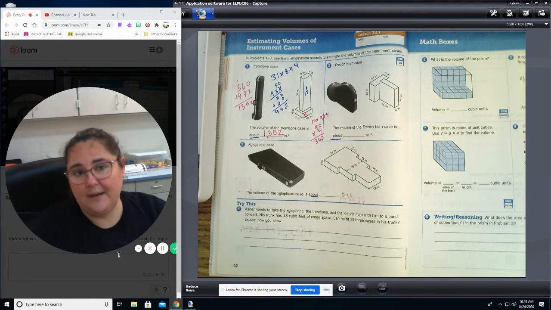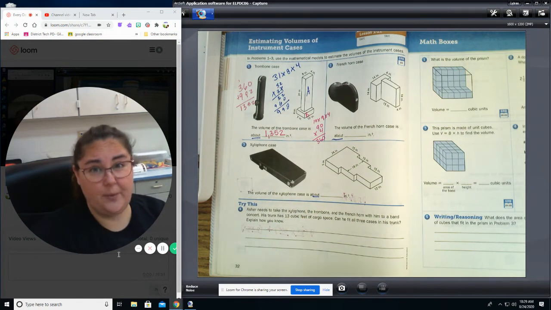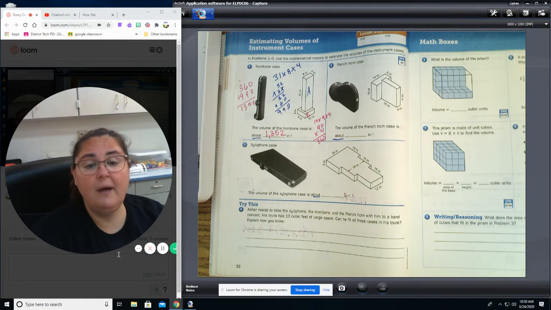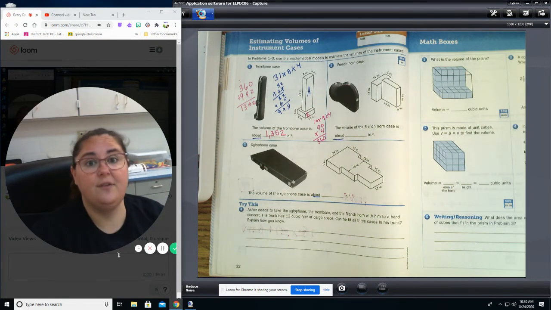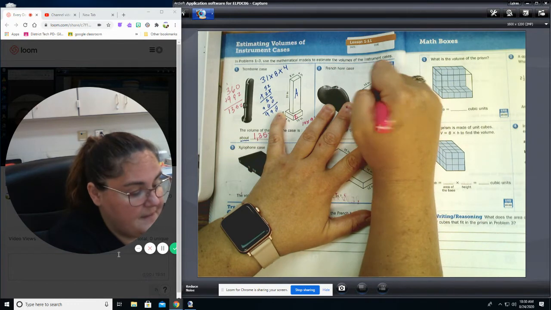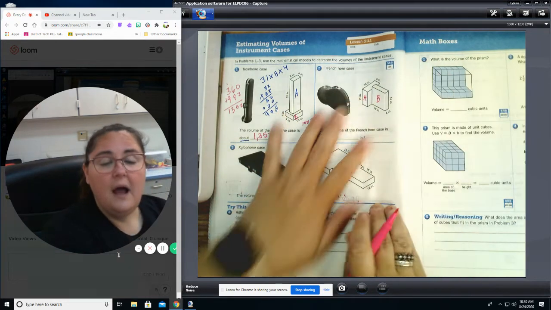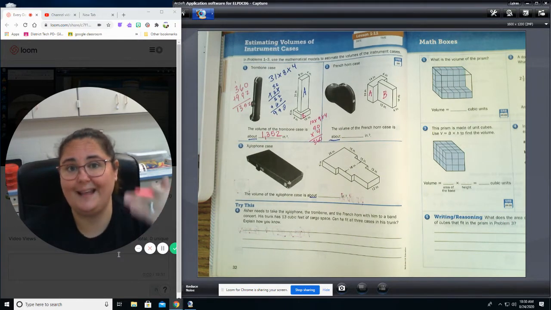You're going to separate the pieces. Sometimes, like in number 1 and number 2, it separates it for you. So what I want you to do is go ahead and look at number 2, and try to find the volume of both pieces and then add them together. If this is the volume for piece A and this is piece B, I want you to pause the video, find the volumes, add them together, and then come back.